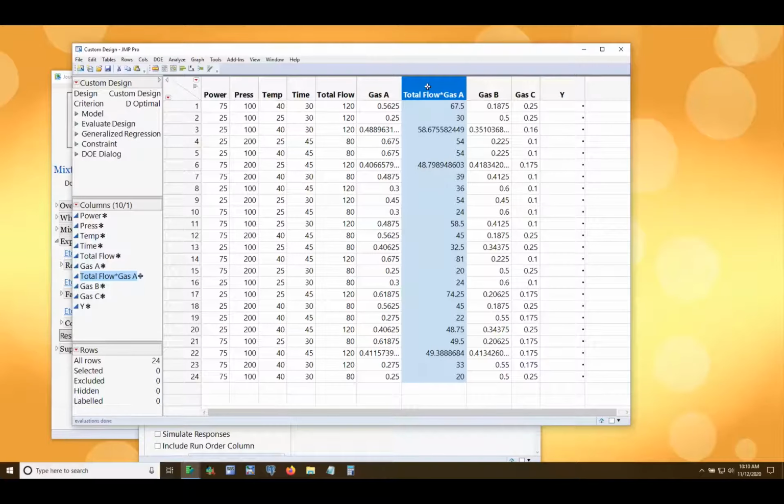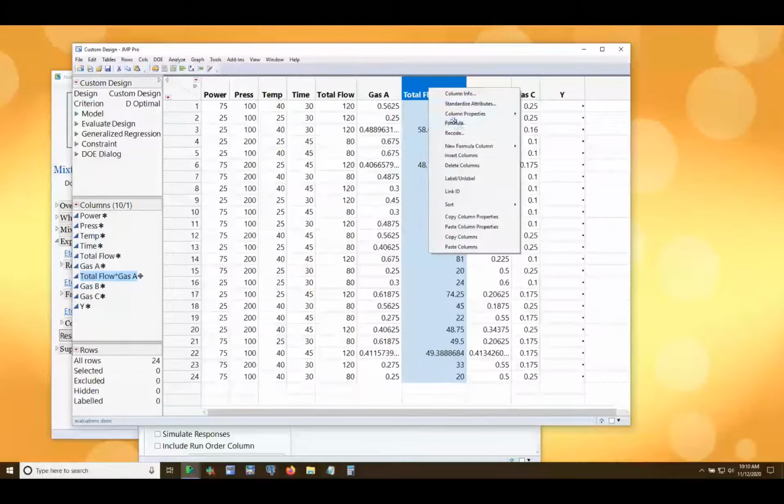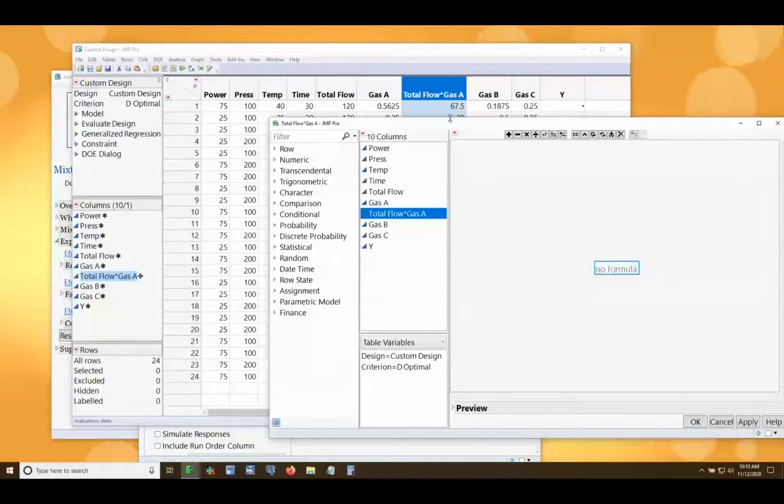I would do that for gas B and gas C, and I would probably pass that to the operator, the engineer who's running the experiment, so that they wouldn't have to do the math to figure out how much gas would flow. The other thing that I would probably do in these situations, I'm going to delete that formula for a second.